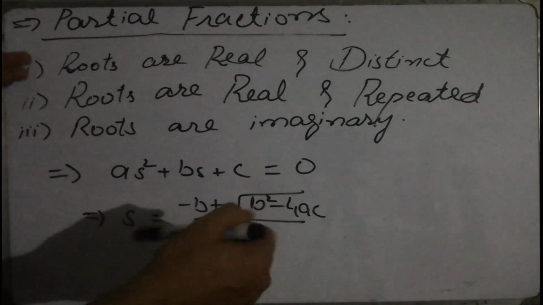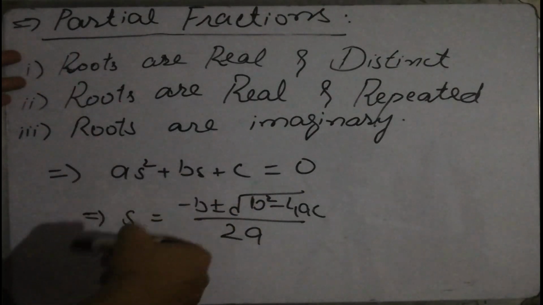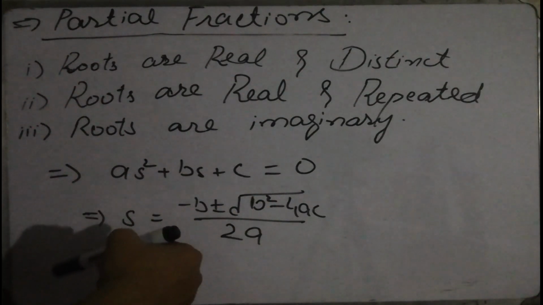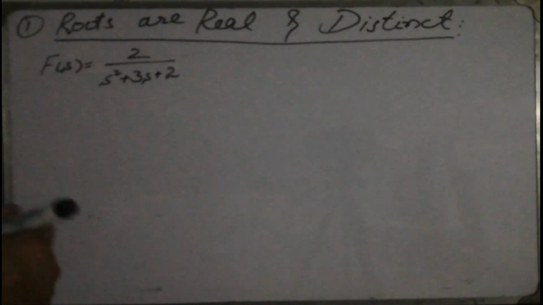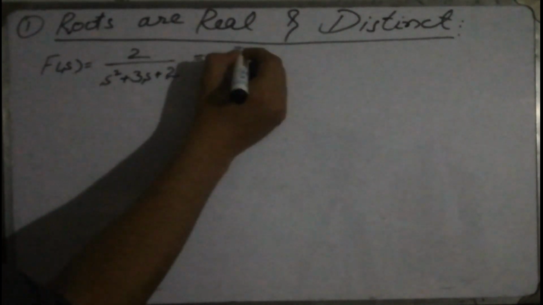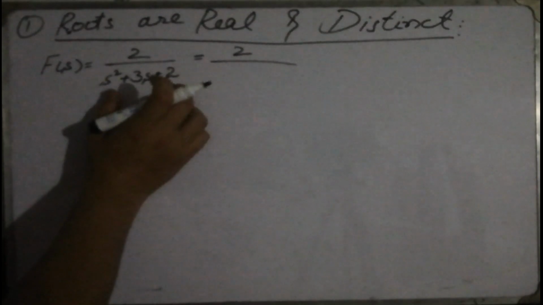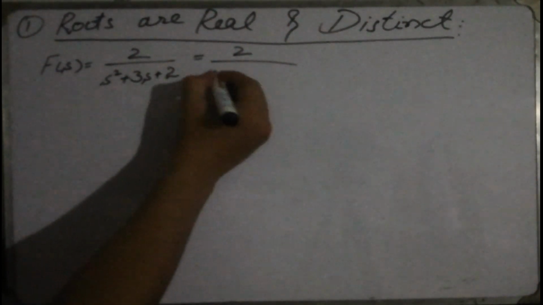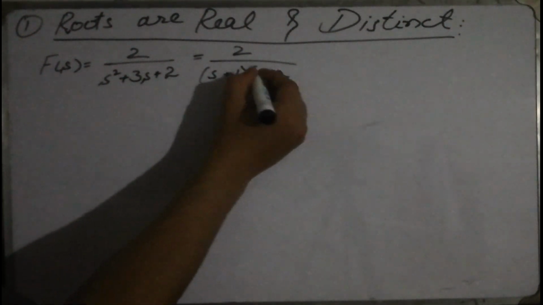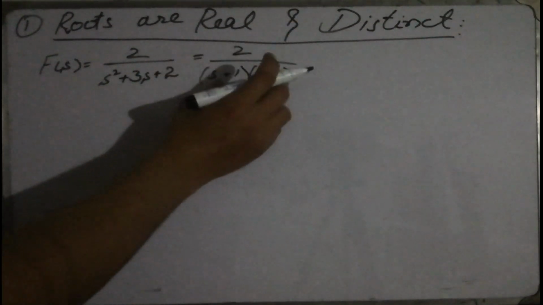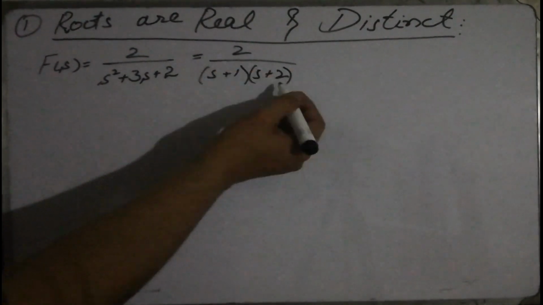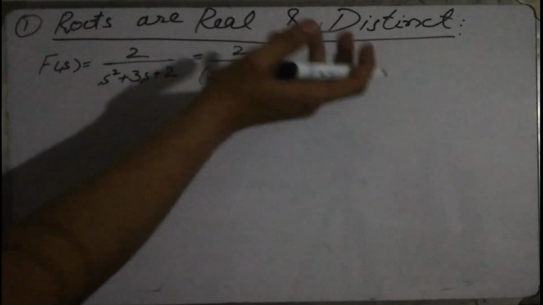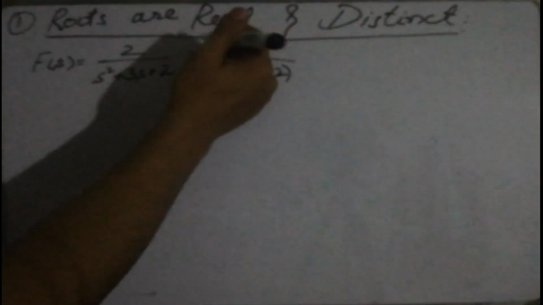Let's go through each one of them and try to find out the Laplace inverse for each type of partial fraction. Now for the first case, when the roots are real and distinct, we have a function whose denominator roots are real and distinct. If we simplify this equation, we will get these two factors, and if we equate the denominator to 0, our roots would be -1 and -2, which are real and distinct, right? They are real numbers and they are also different from each other.